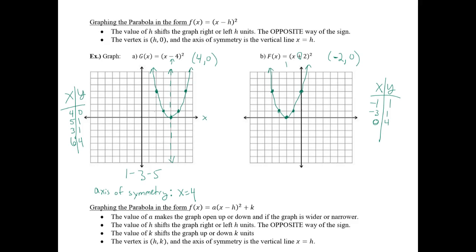Now, the axis of symmetry. Symmetrical right across the vertex. And that's going to be the equation of the line, x equals negative 2. And there you go. There's our graph. In the next video, we're going to put all of that information together with the a, h, and k, and graph equations in that form.